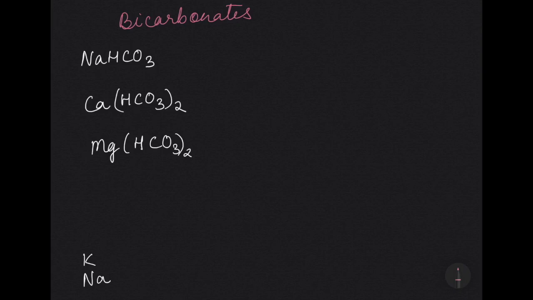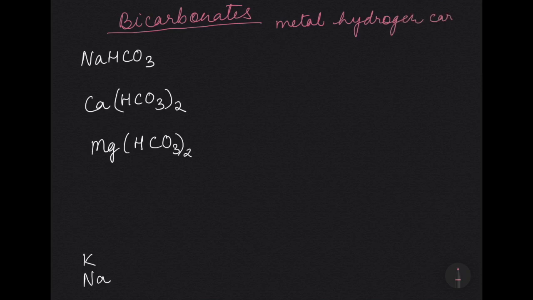Okay. Now moving on to bicarbonates. What are bicarbonates? Bicarbonates are metal, hydrogen, carbonate. Okay. So here, when metal bicarbonates are heated, it decomposes to give the metal carbonate, water vapor, and carbon dioxide. So here there are 3 bicarbonates I have taken.